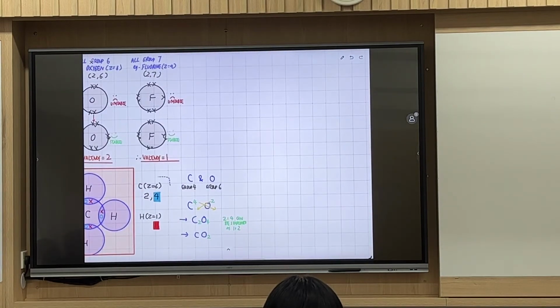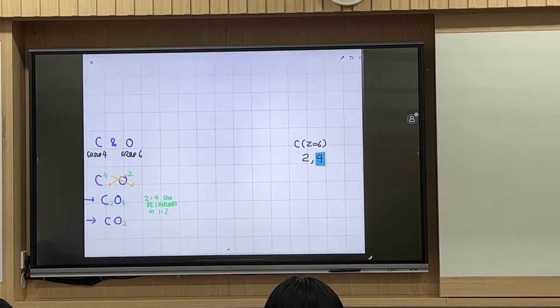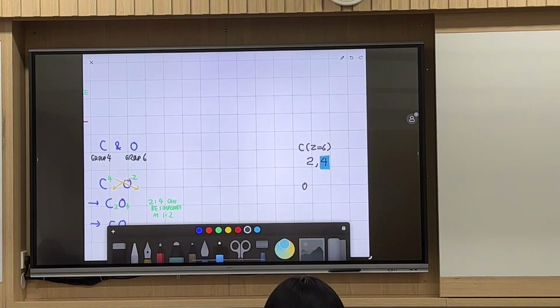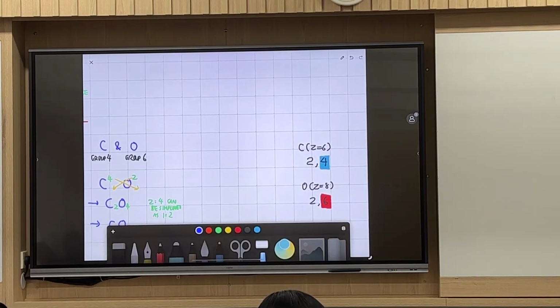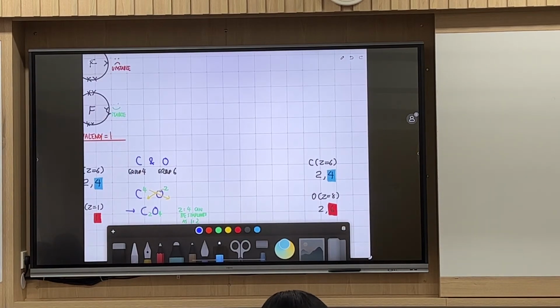So now I want your help. You have carbon with atomic number 6 again, it's boring, okay? Oxygen with atomic number 8. What's the electron arrangement of something with atomic number 8? 2, 6. So use the favorite color of your choosing. Yeah, draw me the diagram of CO2.